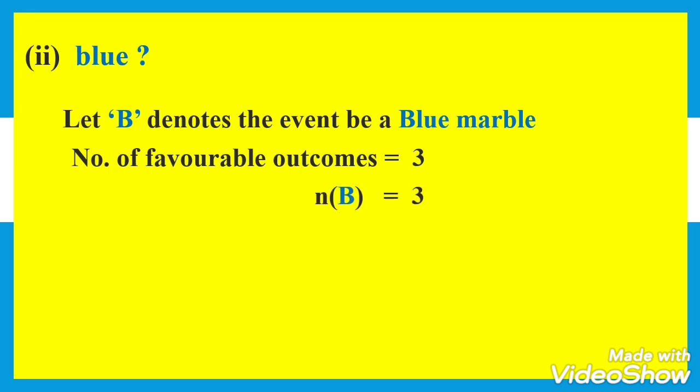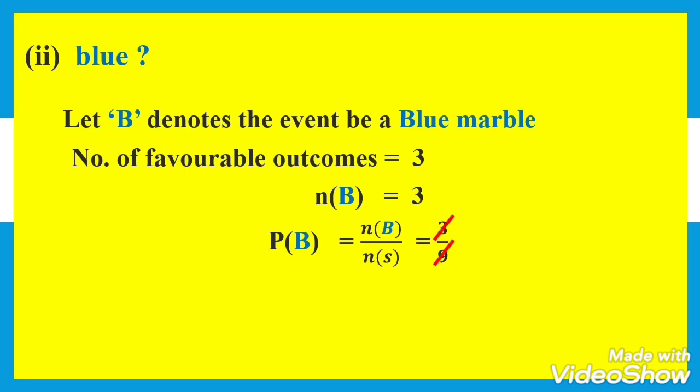That means P of B equals n of B by n of S, 3 by 9. Compare the fraction: 3 is a multiple of 3 and 9 is also a multiple of 3. Both numerator and denominator are divisible by 3, so I have to simplify it by 3 tables. 3 becomes 1 times and 9 becomes 3 times. We simplify it: 1 3 is 3 and 3 3s are 9.